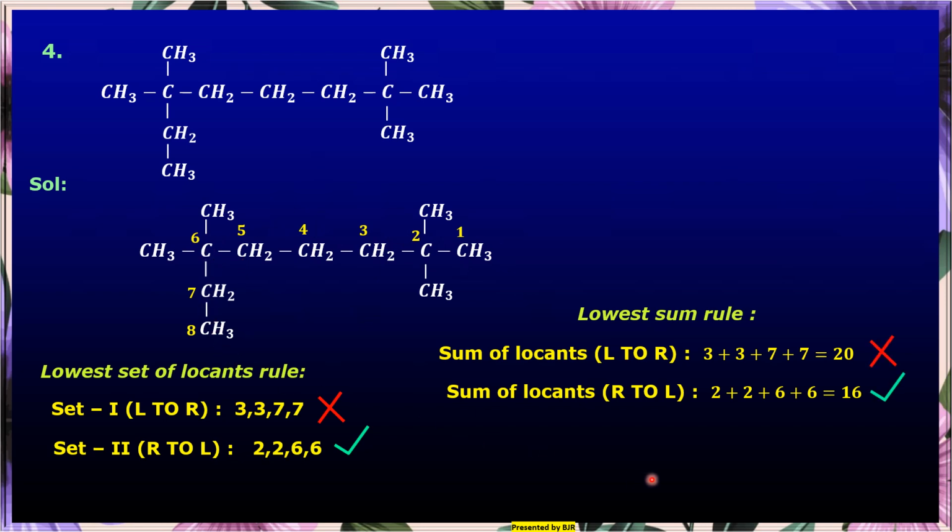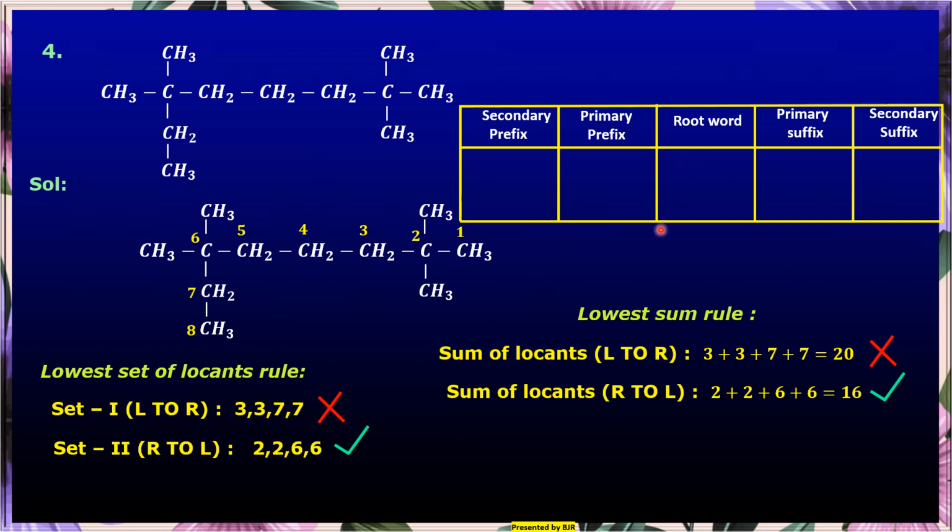Okay, so remove this. Next, then what is the root word? 8 carbon atoms are there in this chain. So root word is oct. Ane: primary suffix is an, secondary suffix is e, and the secondary prefix is methyl. So 2, 2, 6, 6, tetramethyl octane. 2, 2, 6, 6 tetra, 4 methyl groups have been attached to the parent chain. So tetramethyl octane.